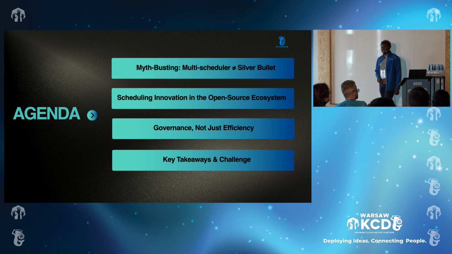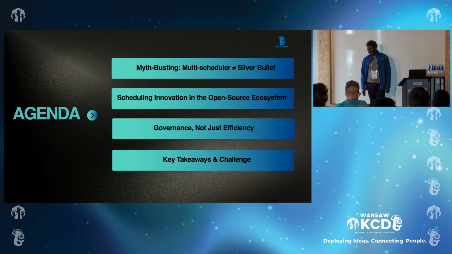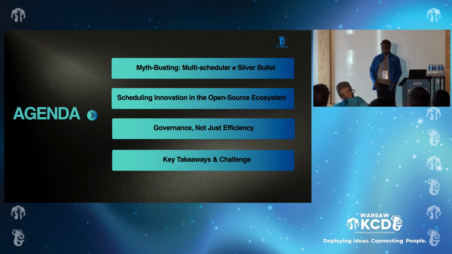Today, I will be guided by this agenda. The first one has to do with myth busting, which lets you understand why multi-scheduler is not a silver bullet, especially for people that are running AI workloads or data jobs. Another one is that we talk about the different scheduling innovations that we have in the open source ecosystem, and then we talk about scheduling from the perspective of governance, and we will end with key takeaways and challenges that we have when it comes to multi-scheduling in Kubernetes.